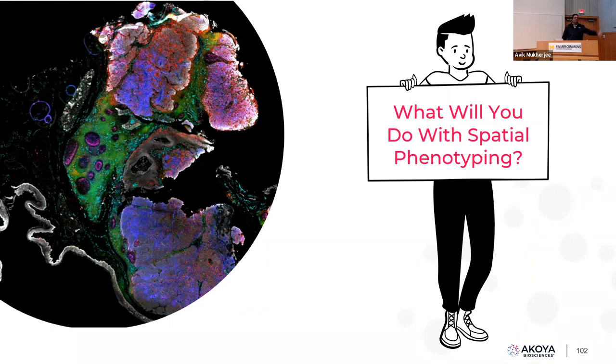So you do the PhenoCycler, and then you do HU.